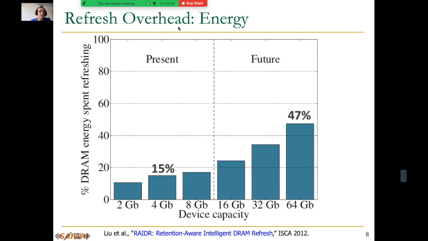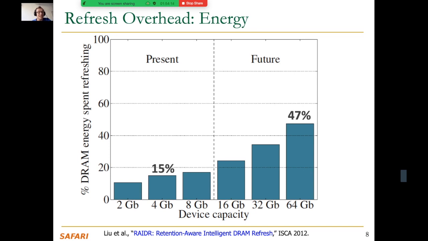Refresh causes energy overheads also, as we've discussed. And this is the percentage of DRAM energy that's spent just refreshing. Okay, today meaning in 2012, it's about 15%. Of course, you need to assume some things when you do this calculation, right? Because you need to assume some activity factors, meaning how often are you accessing DRAM? Whenever you're accessing DRAM, of course, a lot of energy is consumed by DRAM access itself, right?